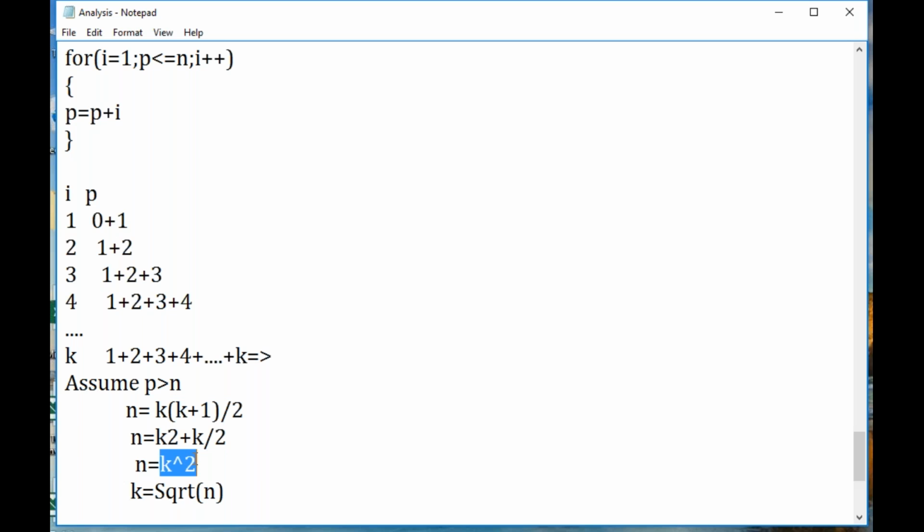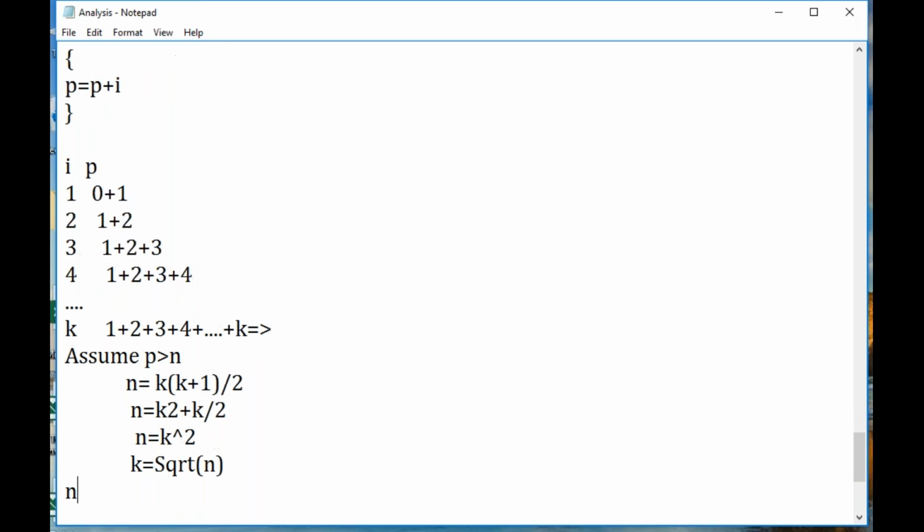K square. For K square, if I want to find the N value, I should bring the 2 here. So the K value calculated is square root of N. So square root of N is your order of. So here f of N mentioned here is order of N square. Sorry, order of square root of N. I'm saying something else, sorry.